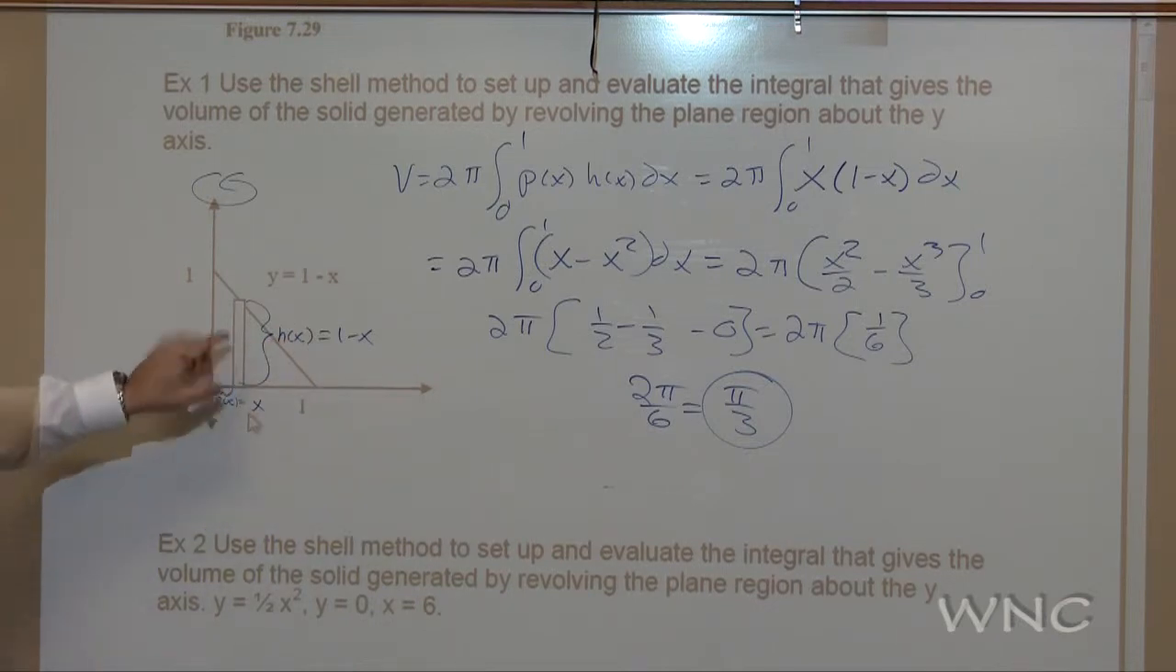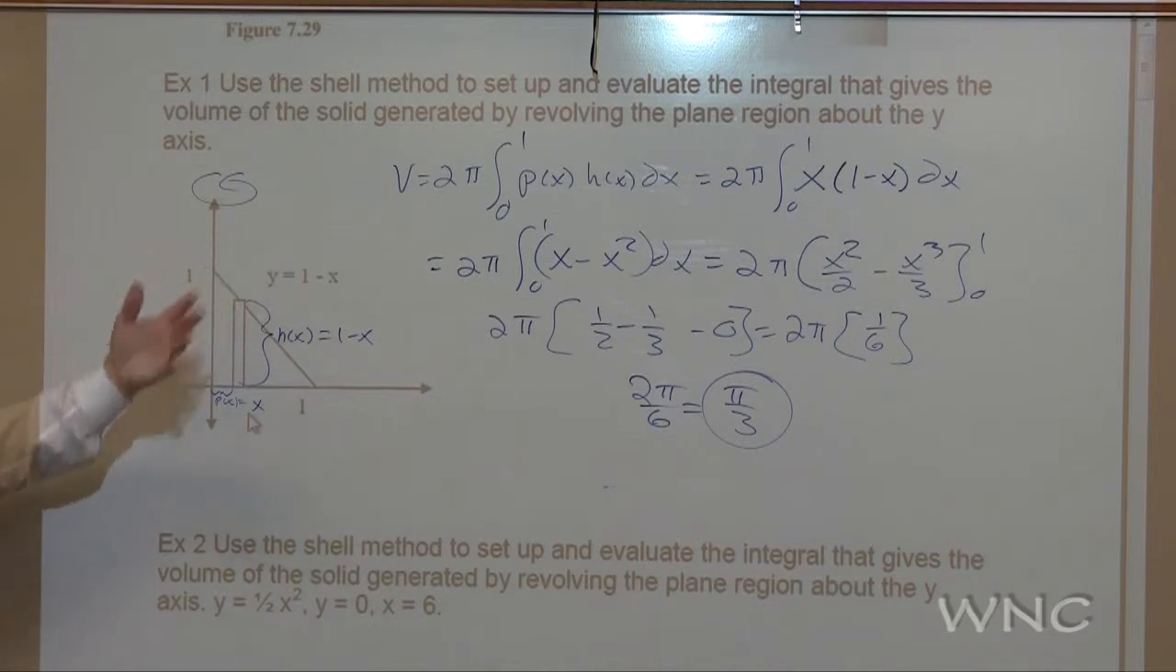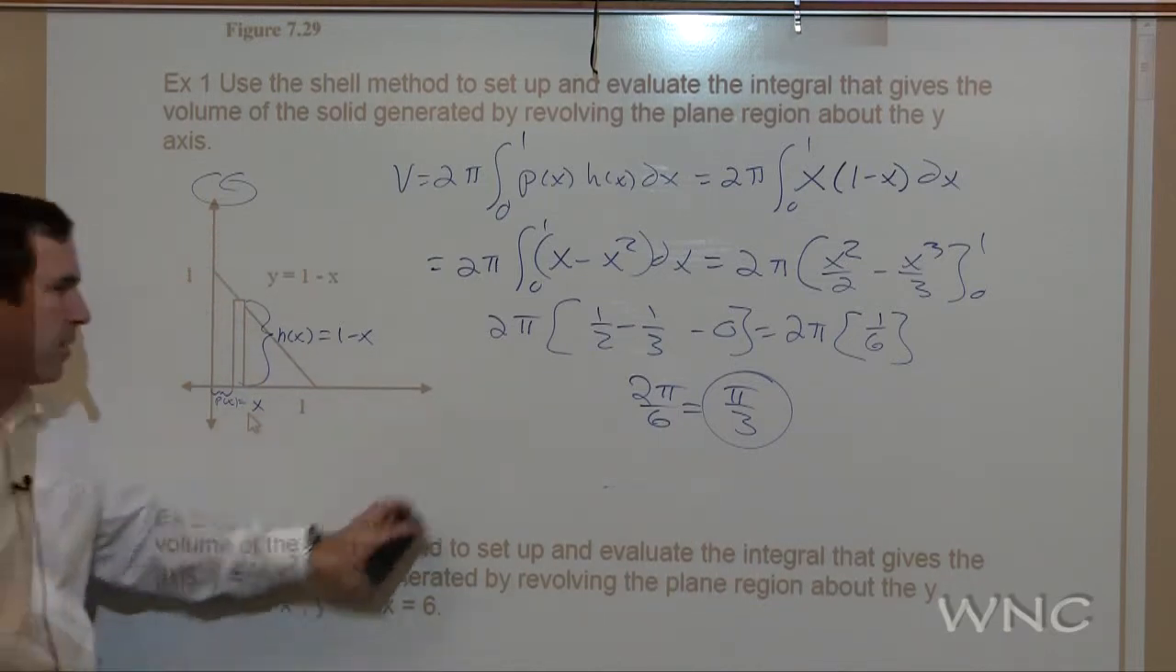Again, our P of x is where this rectangle might lie. H of x is the height of this rectangle. Dx is your delta x. And that's it. So some people like the shell method, some people like the disk method. Usually people like one or the other, but they're both useful for different situations.